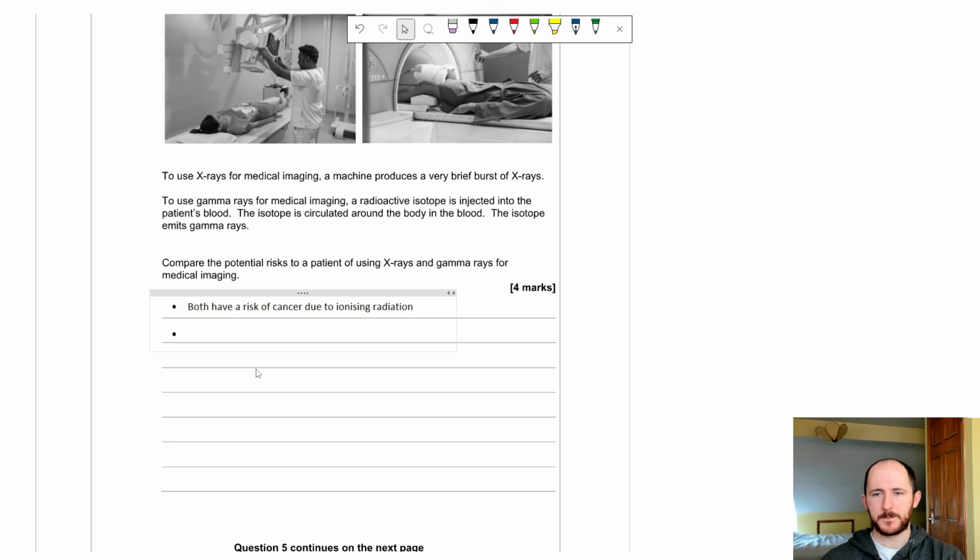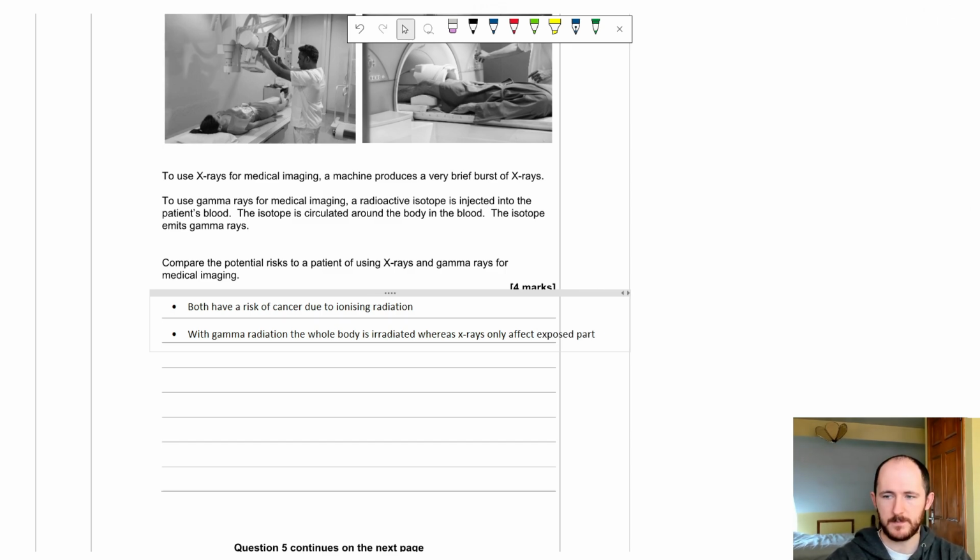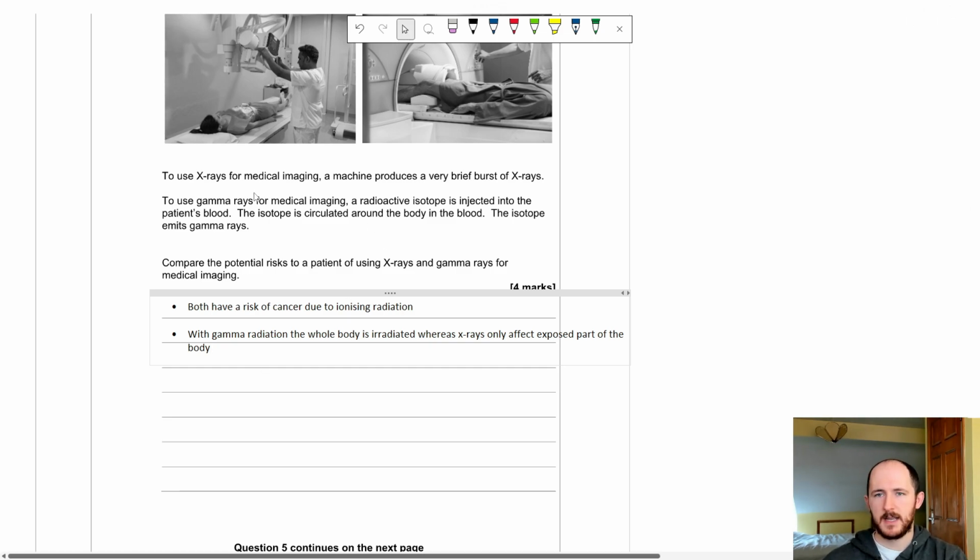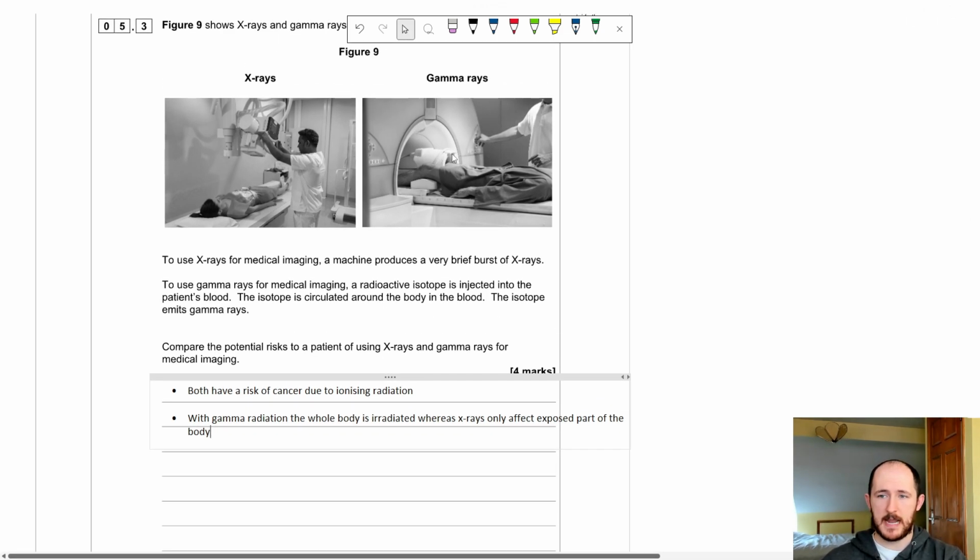What else? Well, with gamma radiation, the whole body is irradiated, whereas X-rays only affect the exposed part. So what I mean by that is, even though this gamma imaging technique here is only for this person's leg, it looks like the knee, because you're injecting it into the blood, the gamma radiation is all over your body.